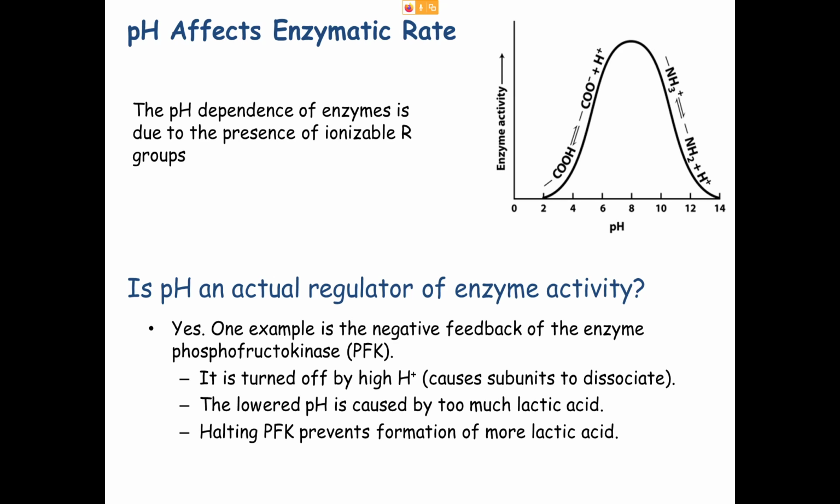So why does the pH get slightly more acidic? It's because there might be a little more lactic acid being produced by fermentation. If fermentation is going on, we make a little more lactic acid, the pH will tend to become slightly more acidic. Instead of 7.3, it might be 7.2 or 7.15 or something. It's not going to be that wild, but it'll get slightly more acidic, and that'll cause this PFK enzyme to stop working.